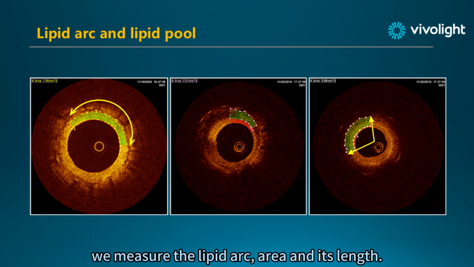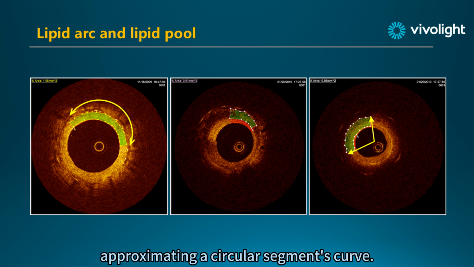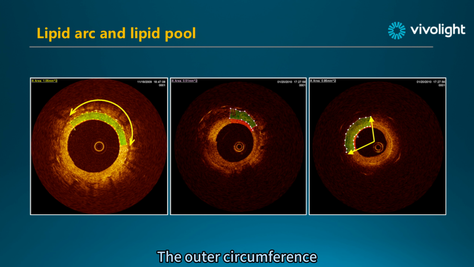In addition, we measure the lipid arc, area and its length. The lipid arc angle is measured from the start and end points of the arc, approximating a circular segment's curve. The outer circumference is used for assessment. Besides this, we can measure the area of the lipid pool itself, its specific area, for evaluation.